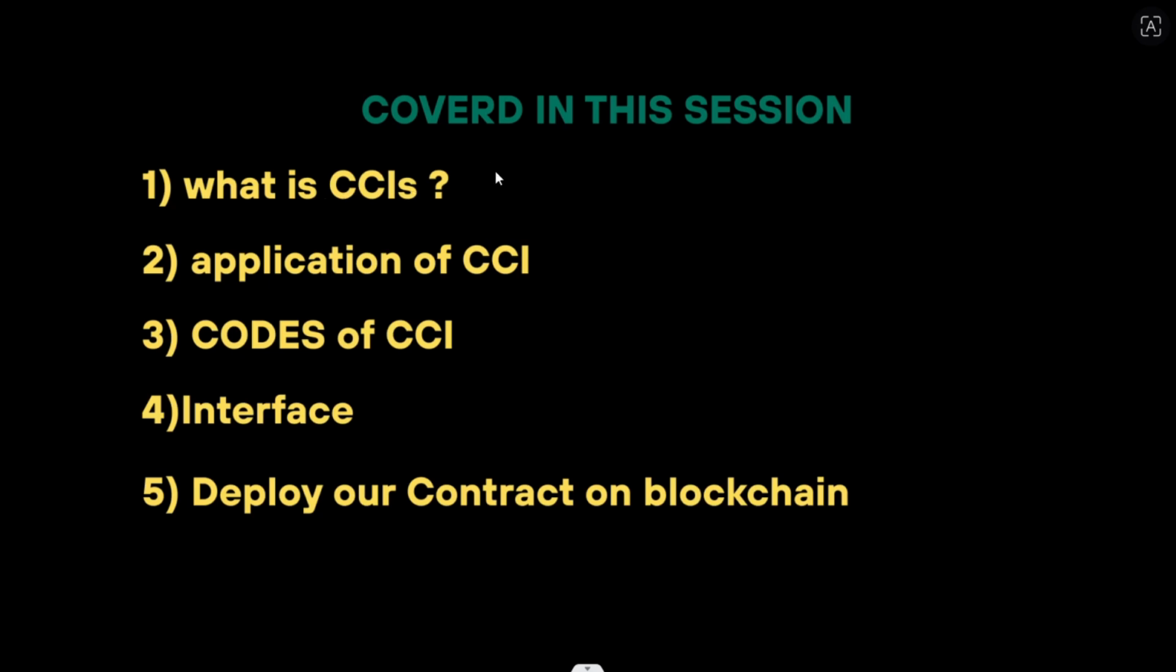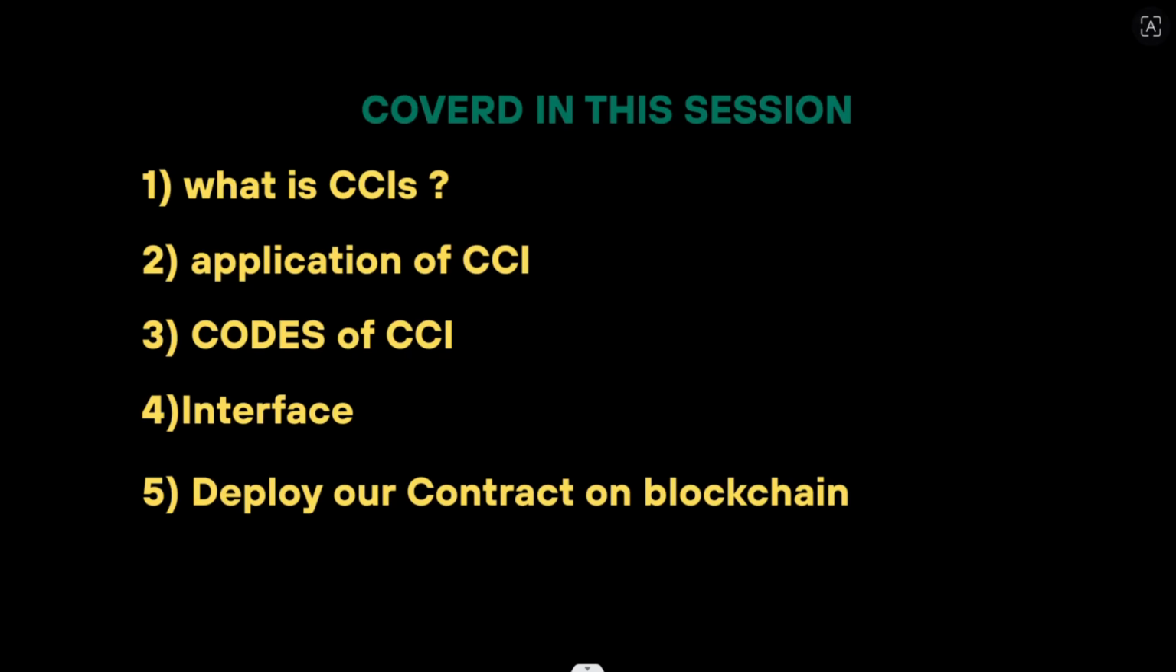In this video we will cover these topics: what is CCI, and the applications of CCI. After that, we will understand the core concept of CCI by creating a smart contract. While creating the smart contract, we will also tackle interfaces, where we will learn about interfaces and their application, code an interface, and get to know the syntax of interfaces. At the end, we will deploy our smart contract on the blockchain. So this is going to be a very exciting video.